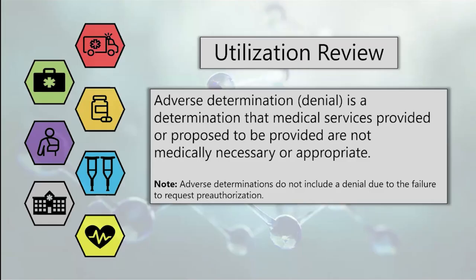So also, an adverse determination means that you do not get approval for what's asked for. That's going to be a denial. The utilization review decides that the medical services that they looked at, or have already been provided (retrospective review), or a service that's proposed to be provided during a pre-auth request, are not medically necessary or appropriate.